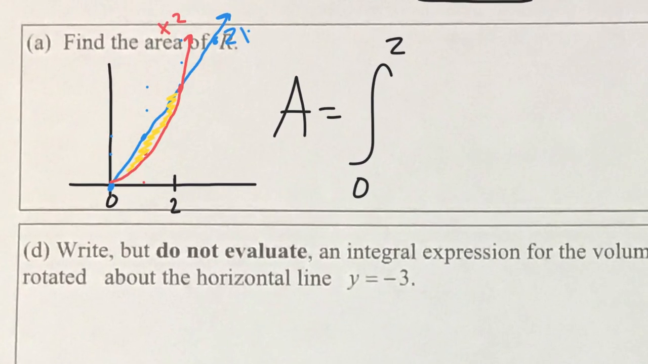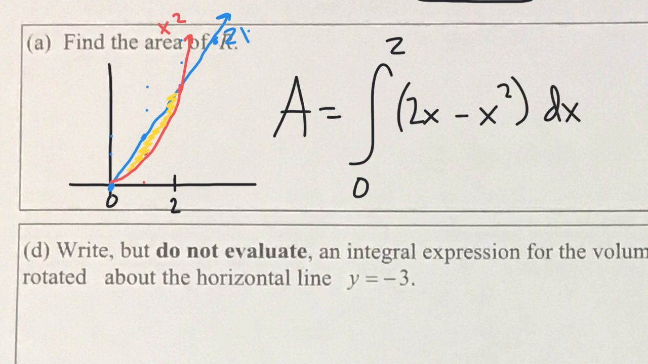Of your top function, which is 2x, minus your bottom function, which is x squared, dx, right? There's nothing crazy here. It's just the top function minus the bottom function. It's when we start doing volume that we have to square that difference. But this is just area.